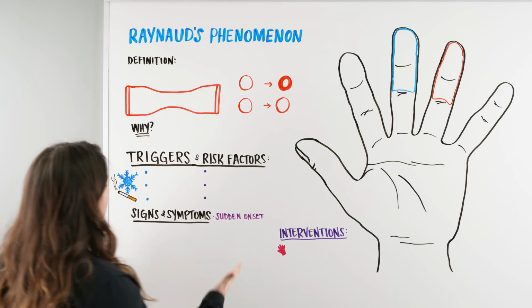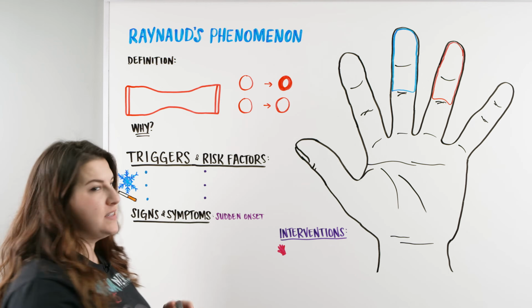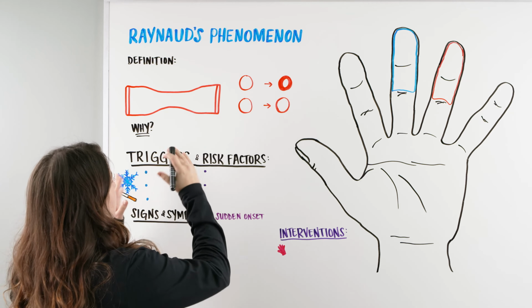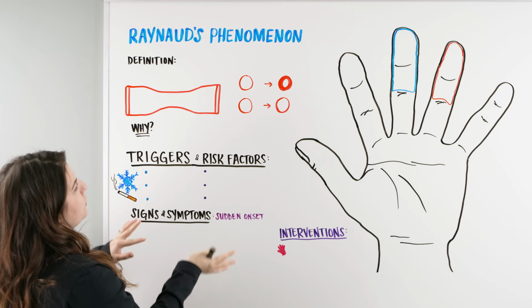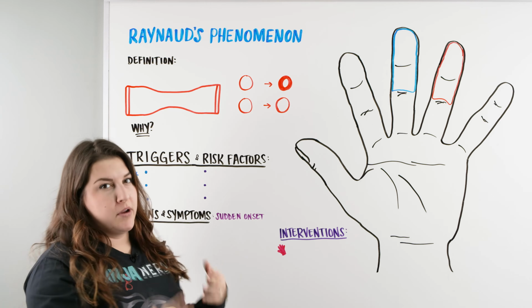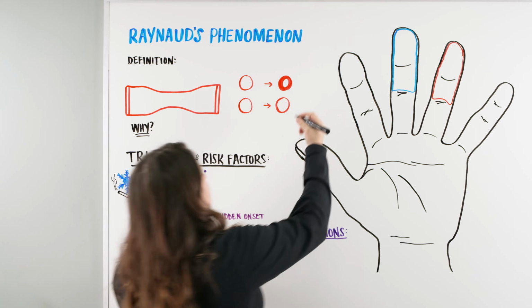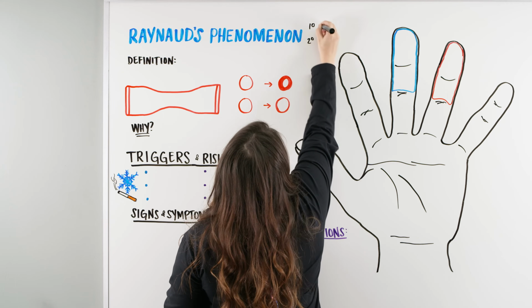So Raynaud's phenomenon, if you've heard this before, you may have heard of it as Raynaud's disease or Raynaud's syndrome, but there are many different ways that we can delineate or talk about what Raynaud's is. But what we're trying to do in the medical field is move into primary and secondary Raynaud's. So let's just talk real quick about what the difference is between primary and secondary.